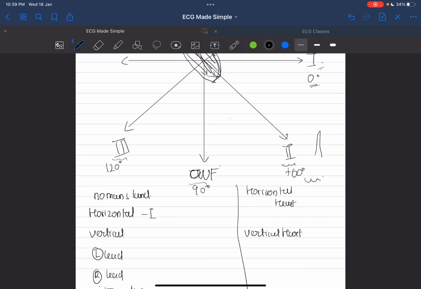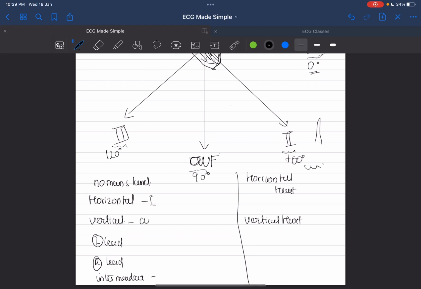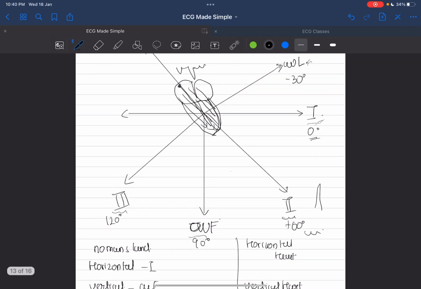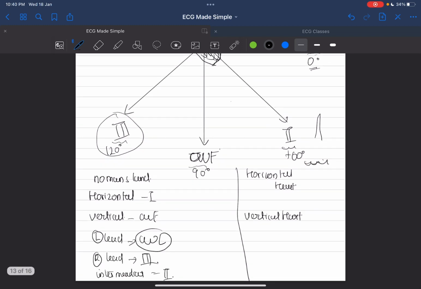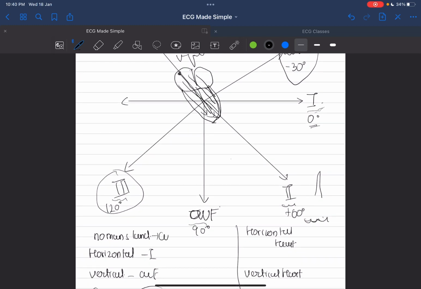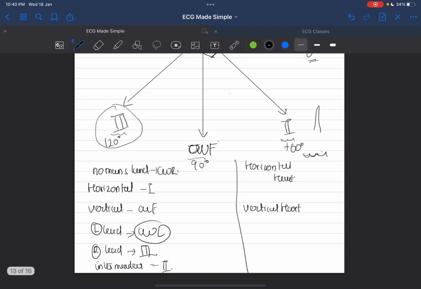The horizontal lead is lead 1, and the vertical lead is the AVF. The left lead is the AVL, and the right lead is lead 3. And the intermediate lead is lead 2. This is the normal position. The normal cardiac impulses are towards lead 2, whereas the AVR is the negative lead, or no man's land.